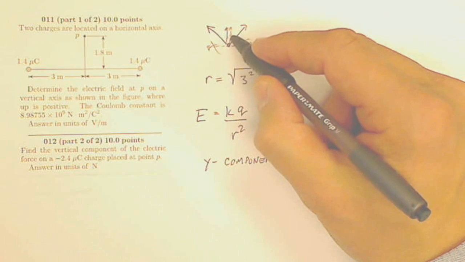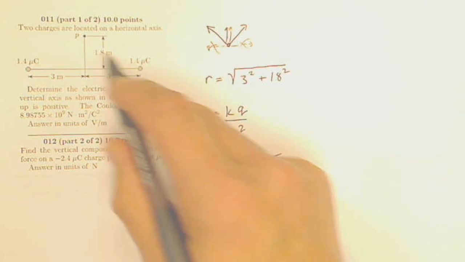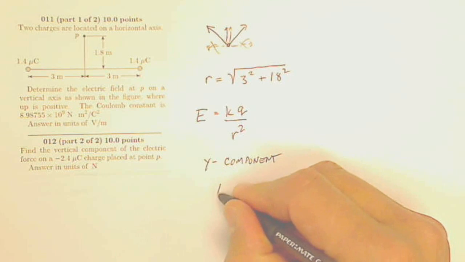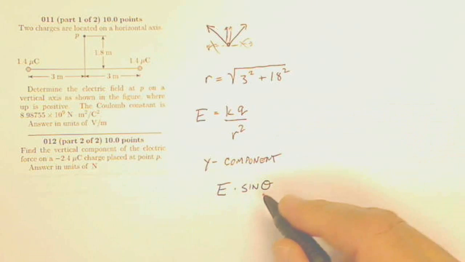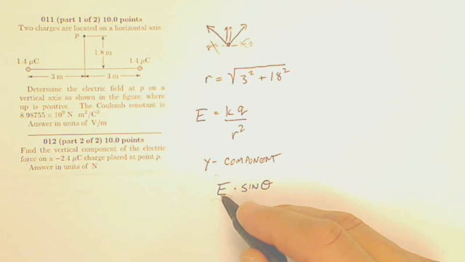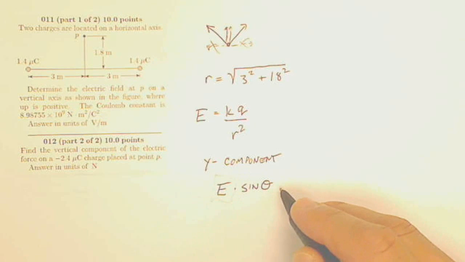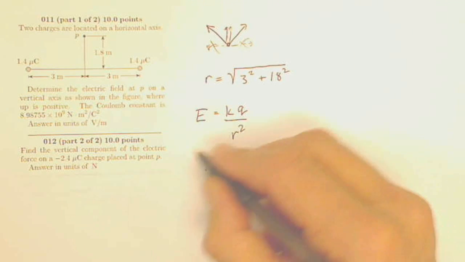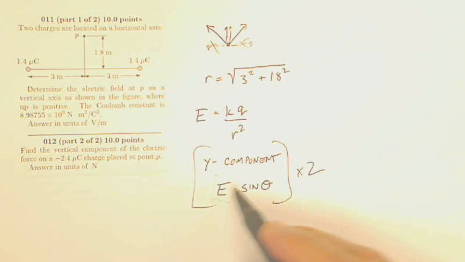To get the y component of the E field, I'm going to have to do something like a sine or tangent or something to figure out that angle. And once I figure out that angle, I know that the y component is going to be E times the sine of theta. So E is my electric field strength up at the angle, times the sine of theta, which will give me my electric field strength pointing in my vertical direction. And then I know that since I've got two of them, I need to take that whole thing and double it.